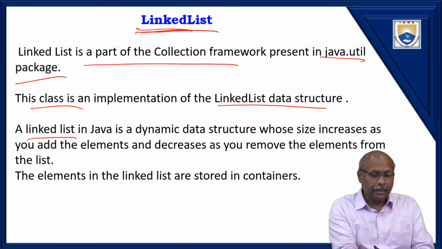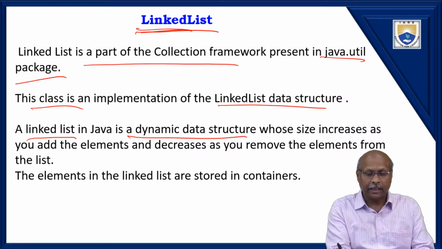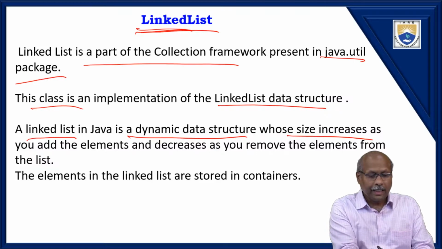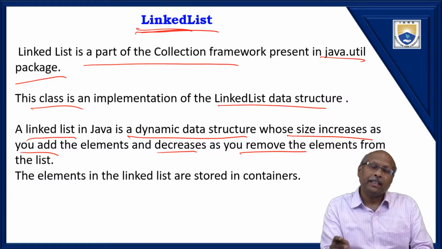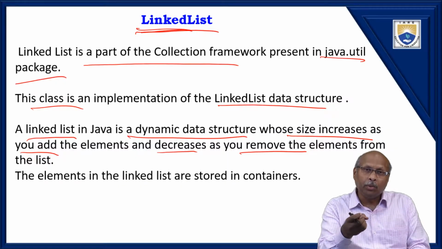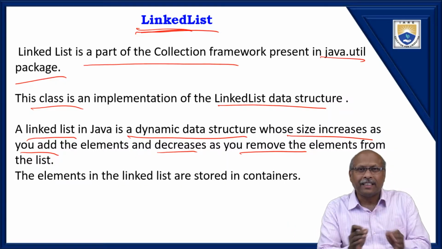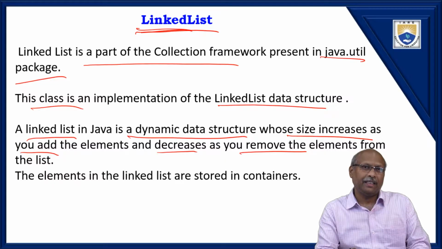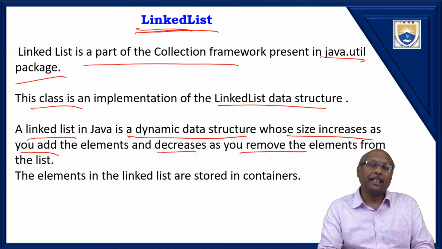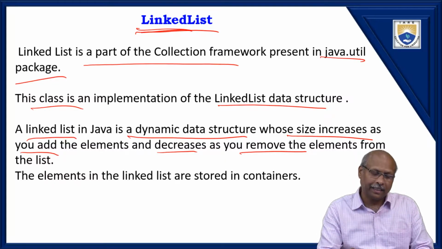A linked list in Java is a dynamic data structure whose size increases as you add and decreases as you remove. Whenever you add data, the linked list size will increase. Whenever we remove data, the linked list size will decrease. So it is a more flexible data structure, a dynamic array type. In a linked list, you can add an item and remove an item in the easiest way. That is the advantage of the linked list over the other classes.